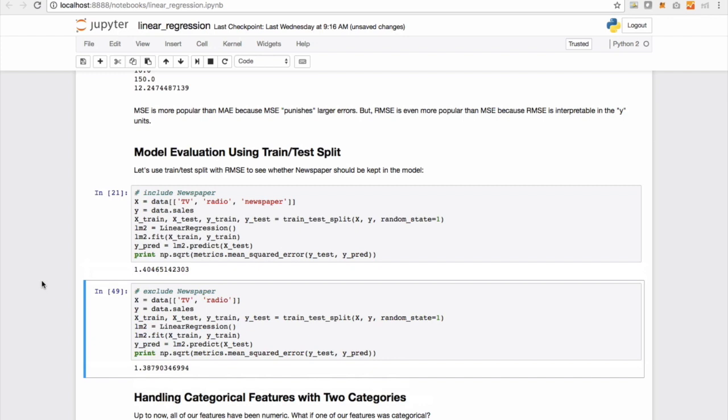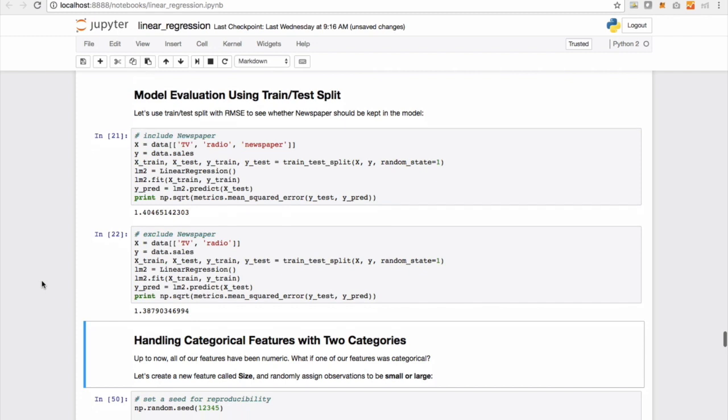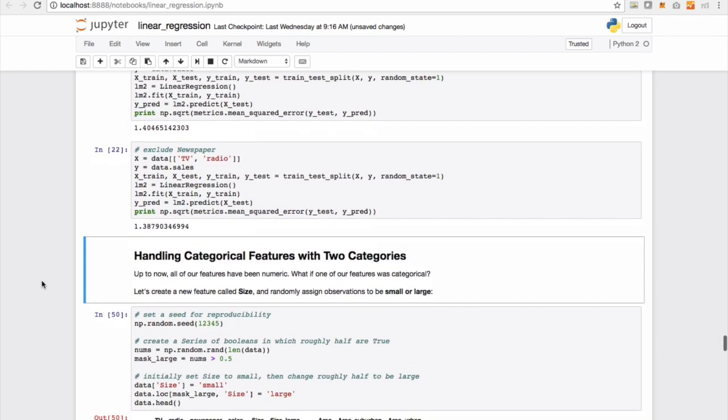Let's exclude newspaper and try that again. Without a doubt, you see that the errors have gone down when we excluded newspaper. So that's another way to confirm which variables to use and which ones not to use.